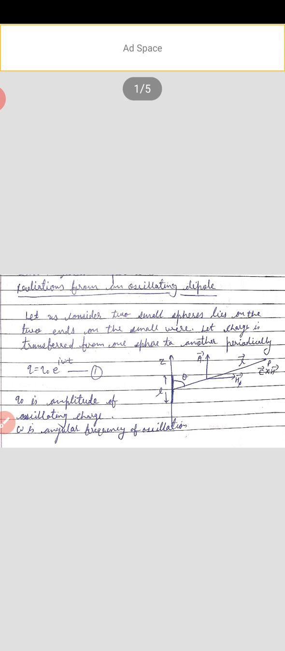Now let charge be transferred from one sphere to another periodically. Periodically, that means charge is transferred after a definite interval of time. So Q is equal to Q naught e power iota omega t, and here Q naught is the amplitude of oscillating charge and omega is the angular frequency of oscillation. So charge will be transferred from one sphere to another sphere periodically according to equation first.